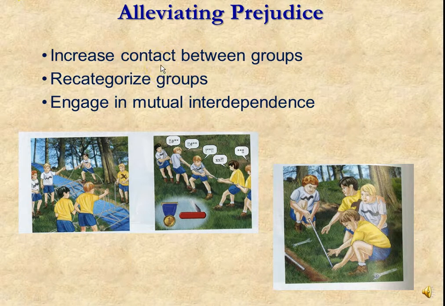So then what Sharif did is he recategorized the groups. He broke down the groups. Instead of the Eagles fighting against the Rattlers, he recategorized and created Team A and Team B. And so what you see would be members of Team A, and you can see there's Rattlers and Eagles, and they're all on the same team. But then the big thing that he did that seemed to really break down the prejudice was he had them engage in a task where they had to be mutually interdependent. They had to cooperate with one another to accomplish some greater task.